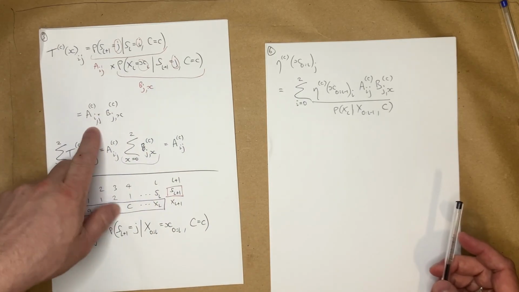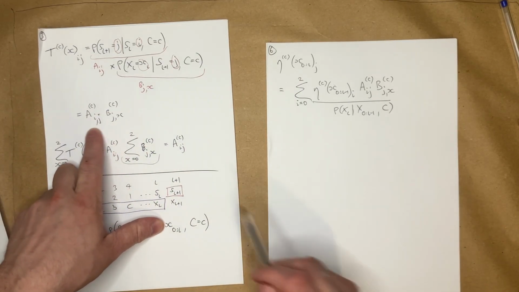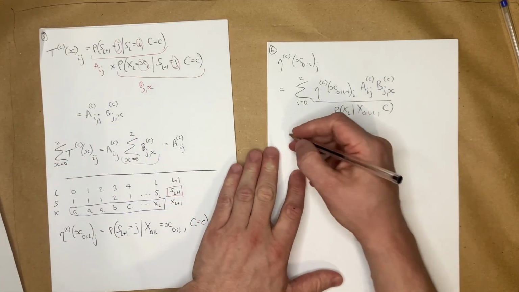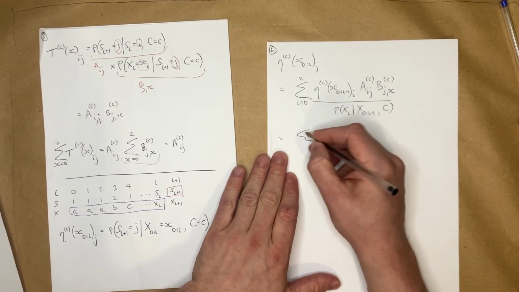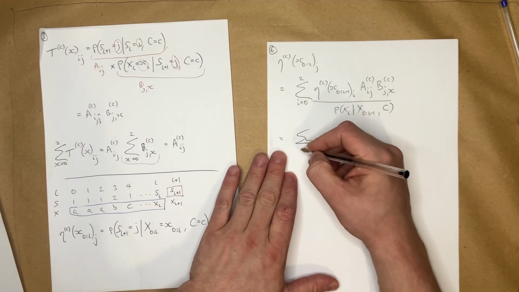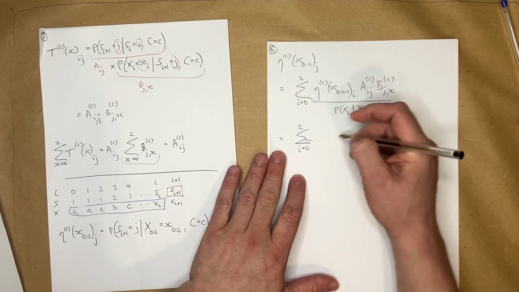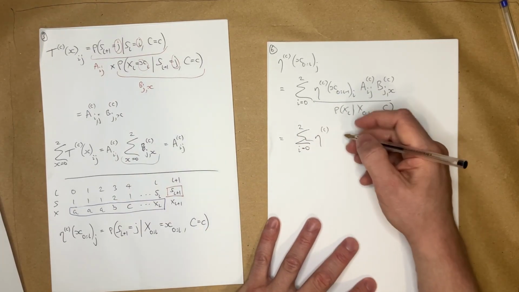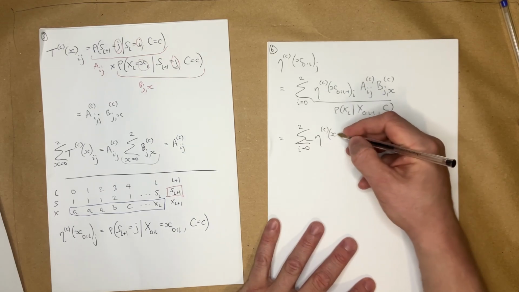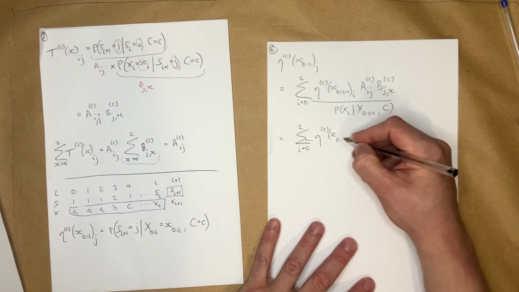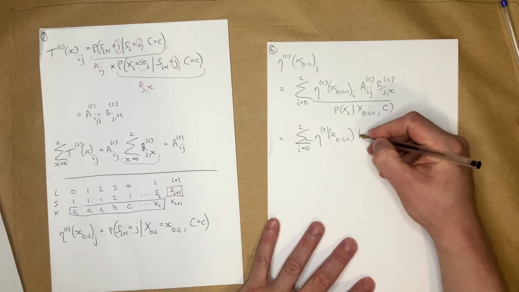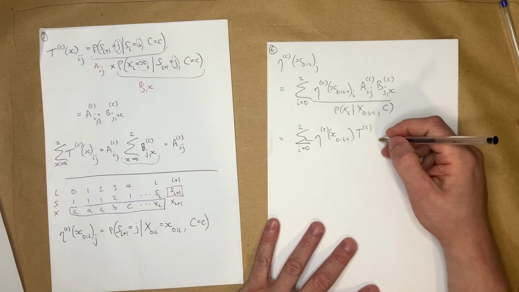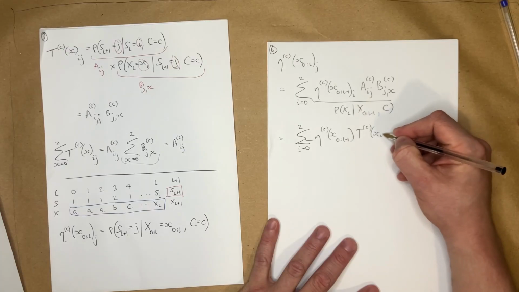T is just equal to A times B. So we can see the indices I, J, J, X correspond perfectly. So actually, I can just write that this whole thing is just equal to eta with X 0 to L minus 1 times T of C, the T matrix, with XL as its argument.